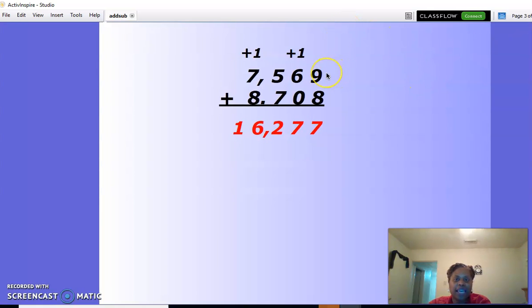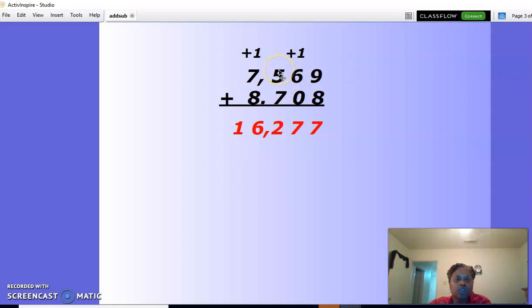First, we're going to add 9 plus 8, which is 17. We're going to regroup our 1 above the tens place value position. 6 plus 0 is 6, plus 1 more is 7.